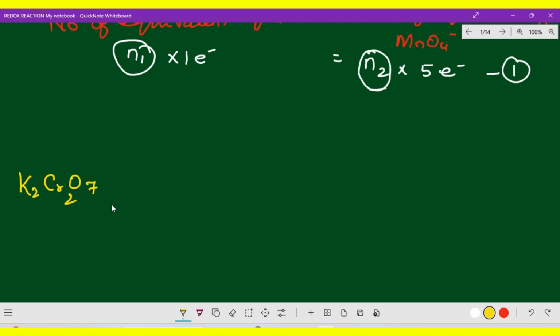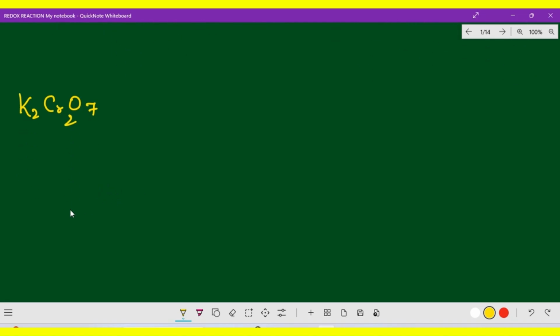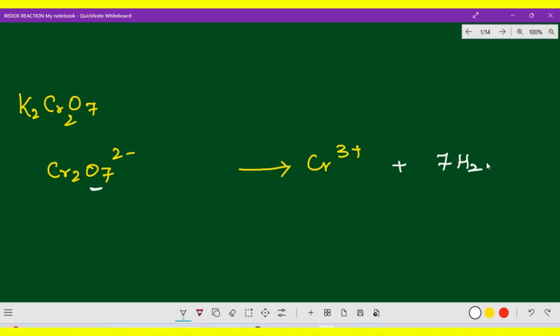K2Cr2O7. In the ionic form, we can write Cr2O7 2 minus, right? So Cr2O7 2 minus is converted to Cr3 plus. Here, how many oxygens are there on the left hand side? That many water molecules on the right hand side. So here 7H2O. So 7H2O means how many H plus ions? Because this is acidic medium, no? So this is 14H plus ions. Now, we have to identify the oxidation state.